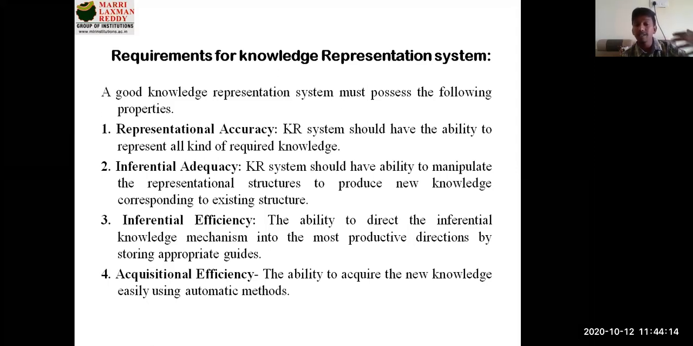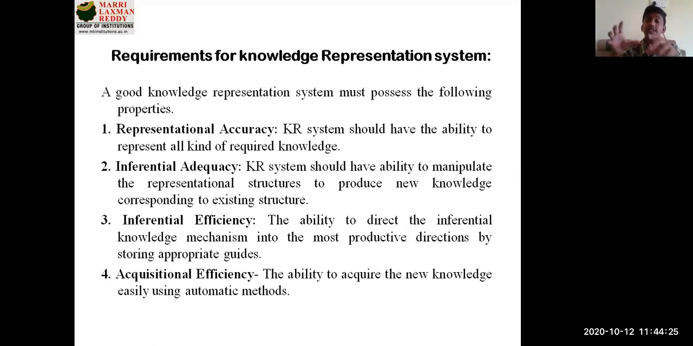So it needs to answer n number of users, it needs to cover all the points, and it needs to have knowledge in all the different areas. Only then can a system be accurate. That's why the first property it needs to possess is representational accuracy. So it needs to be fed with knowledge in all different types of areas to be an accurate machine.